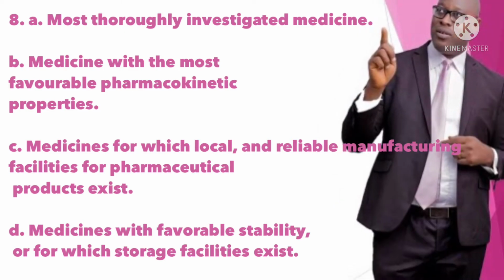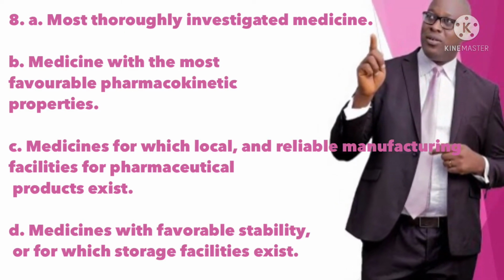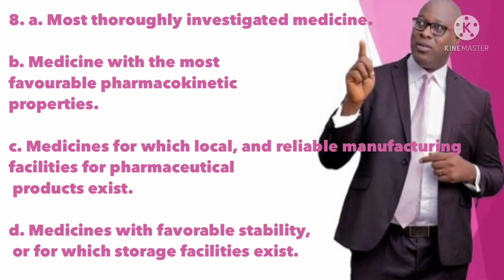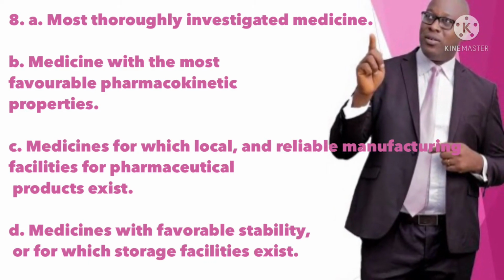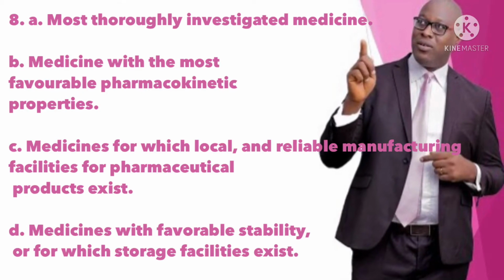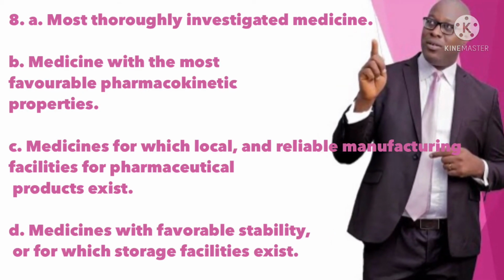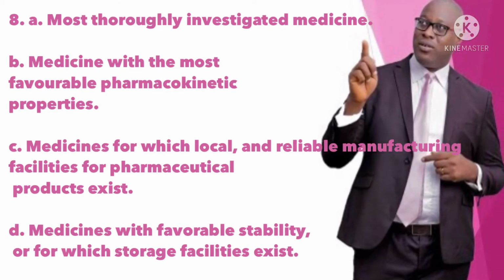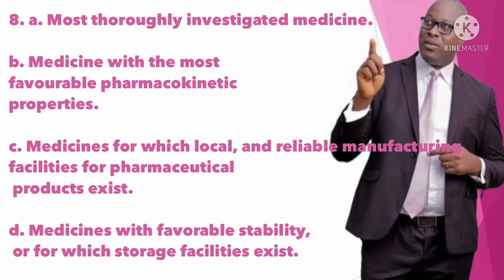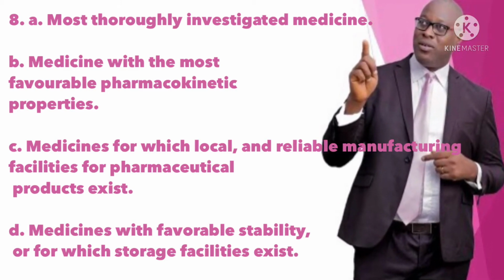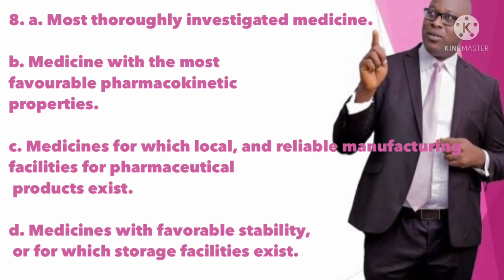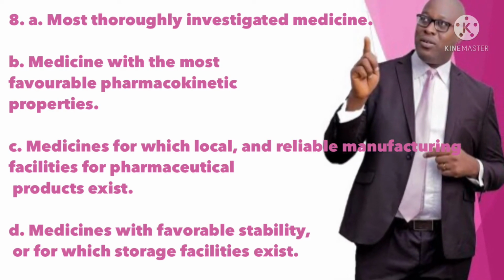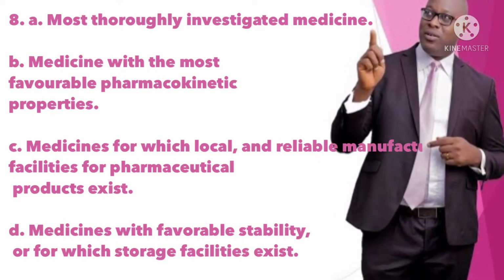The medicine with the most favorable pharmacokinetic properties, for example, to improve compliance and to minimize risk in various pathophysiological states. C. Medicines for which local and reliable manufacturing facilities for pharmaceutical products exist. D. Medicines, pharmaceutical products, and dosage forms with favorable stability, or for which storage facilities exist.